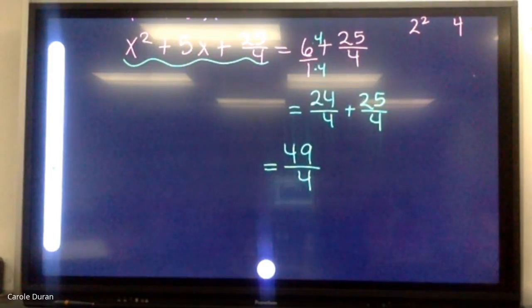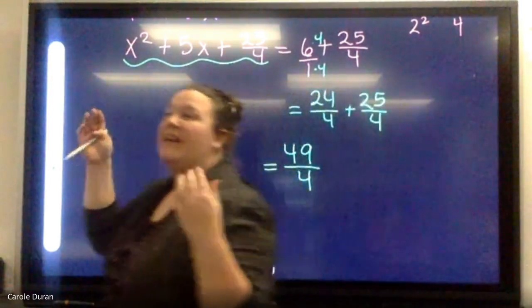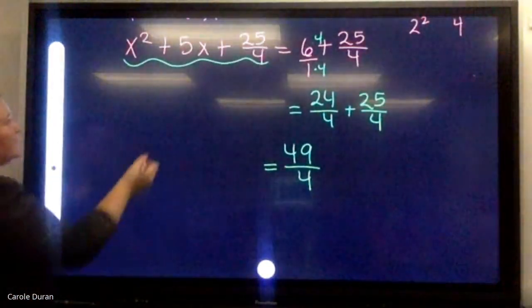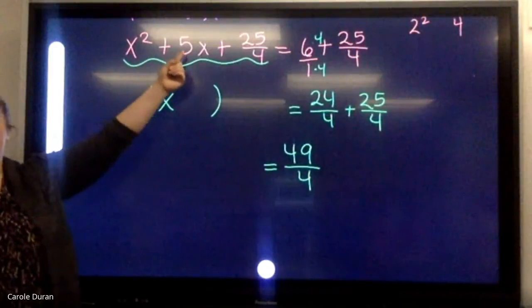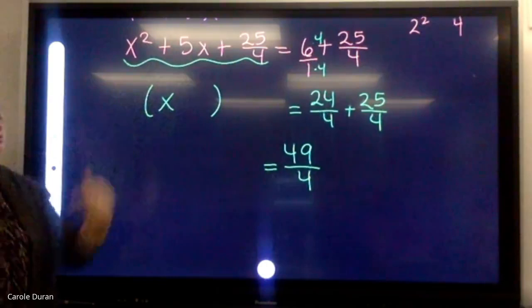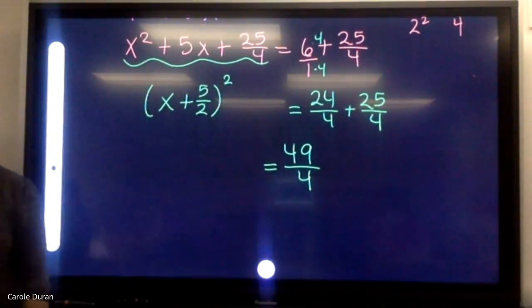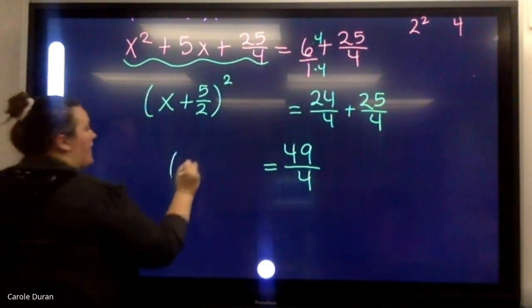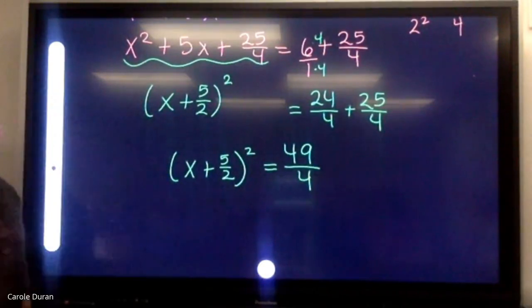Okay. So all I have to do is factor this left-hand side, correct? And I know that every single time it's going to factor into x plus or minus whatever half of this middle term is. What's half of 5? 5 over 2. And I would just leave it as that fraction. So the left side factors into x plus 5 over 2 all squared. So now I have x plus 5 over 2 squared equals 29 over 4.